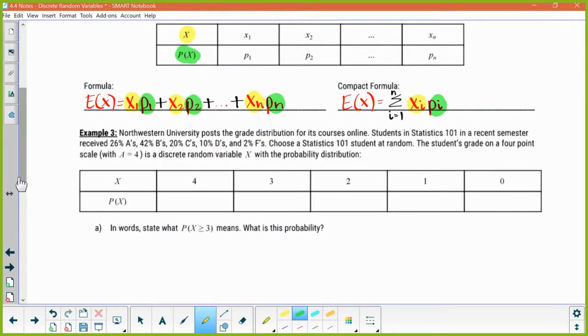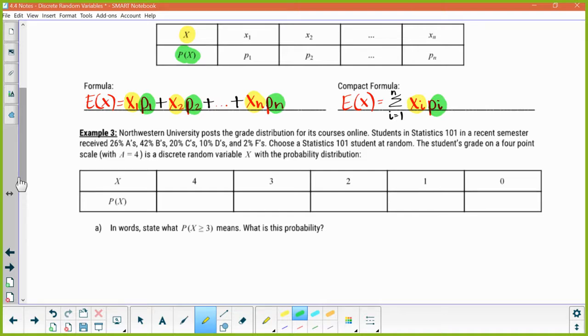Northwestern University posts the grade distribution for its courses online. Students in Statistics 101 in a recent semester received 26% A's, 42% B's, 20% C's, 10% D's, and 2% F's. Choose a Statistics 101 student at random. The student's grade on a 4-point scale with A equal to 4 is a discrete random variable X with the probability distribution.